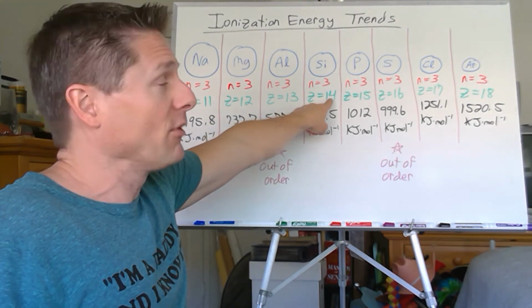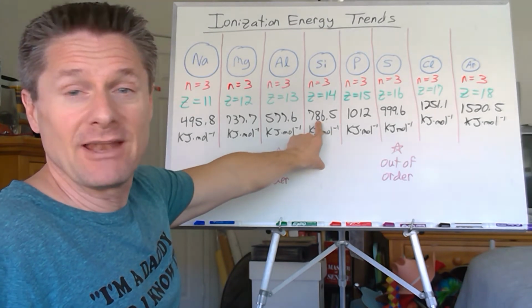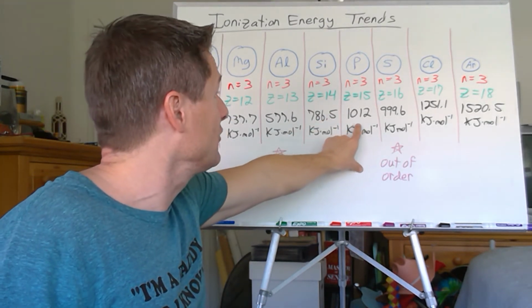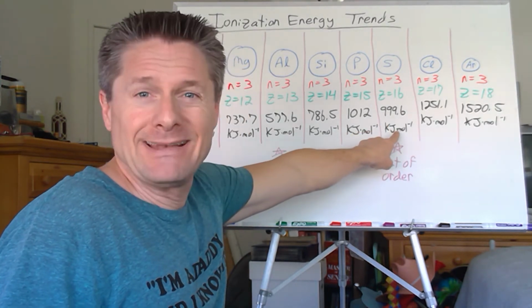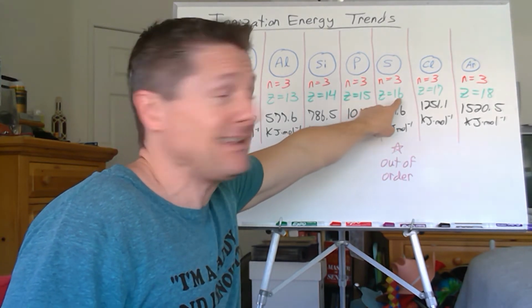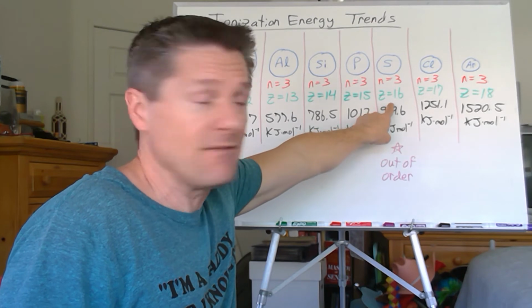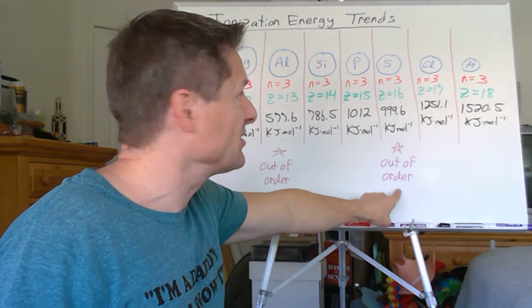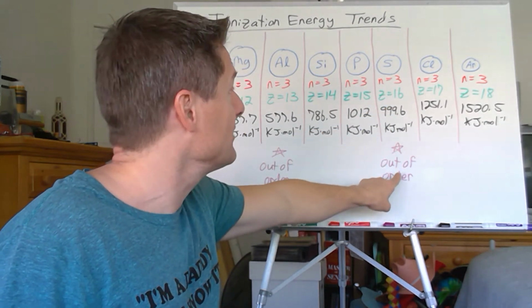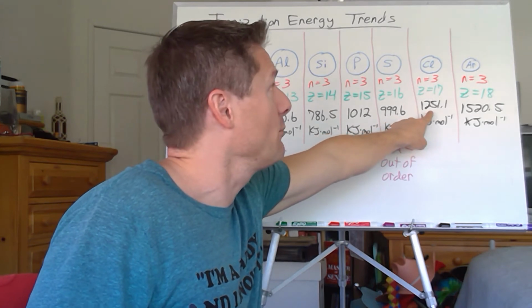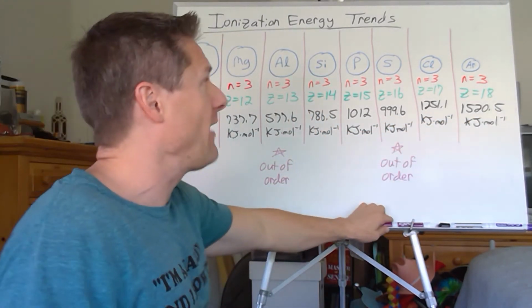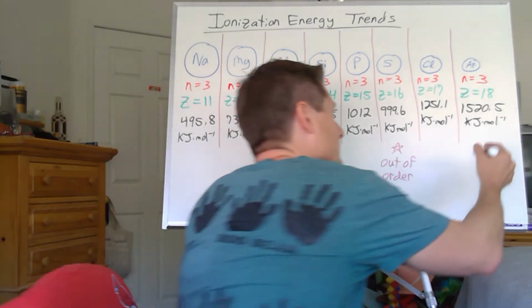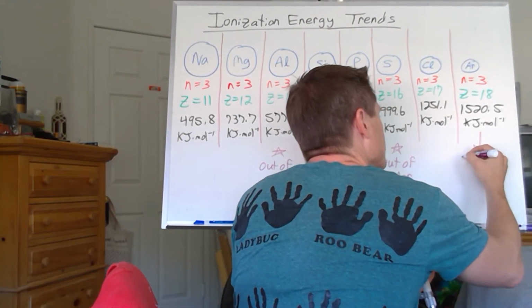And then we jump to 14 protons with silicon, like I said, 786.5, and it jumps up to 1,012 kilojoules per mole for phosphorus. Oh, wait a minute. It went down to 999.6 for sulfur. We'd expect it to go up because the Z effective went up, but that one's out of order, so something's funky with that electron configuration. And then up to 1251.1 for chlorine and it skyrockets to 1520.5 for argon. So why is argon so big? It's got a complete shell.